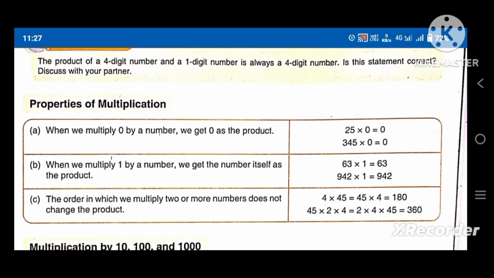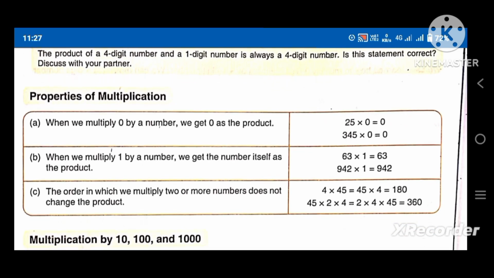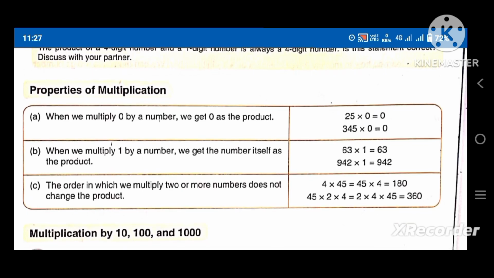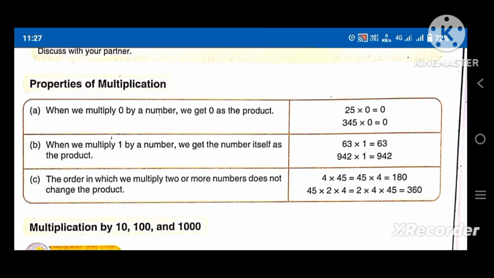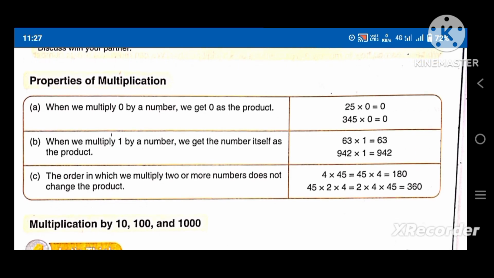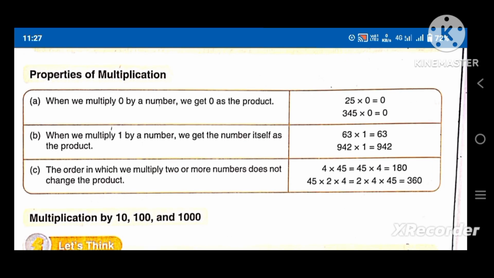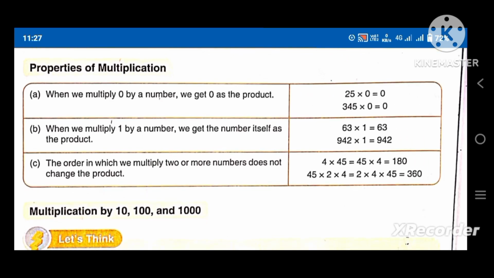C. The order in which we multiply two or more numbers does not change the product. 4 into 45 is equal to 45 into 4 is equal to 180. 45 into 2 into 4 is equal to 2 into 4 into 45 is equal to 360. Multiplication by 10, 100 and 1000. Let's think.